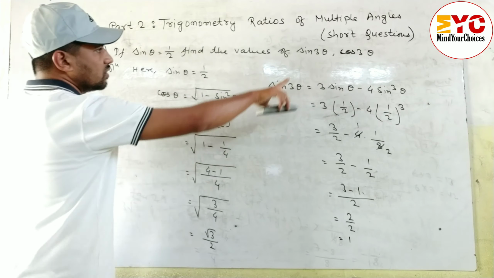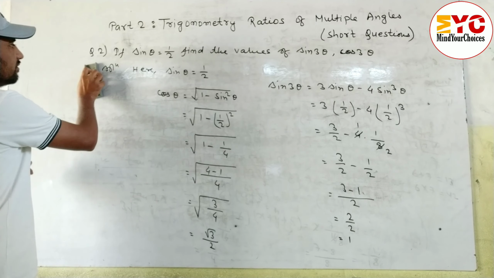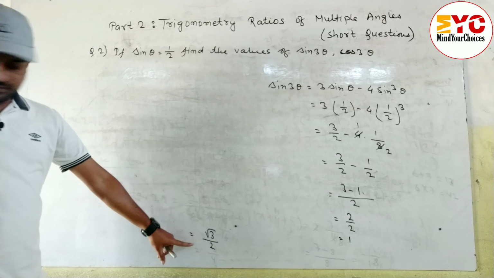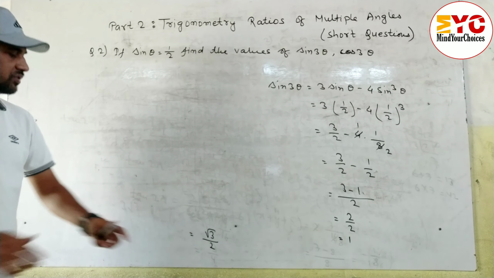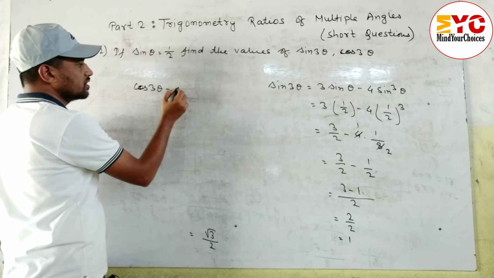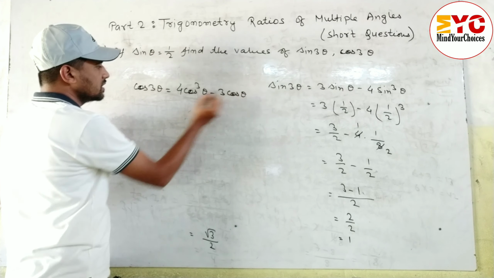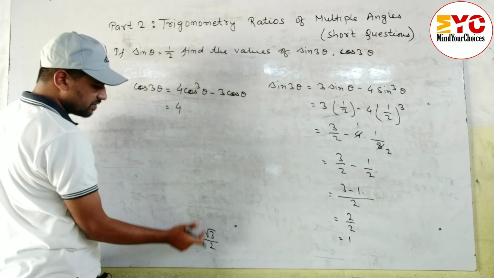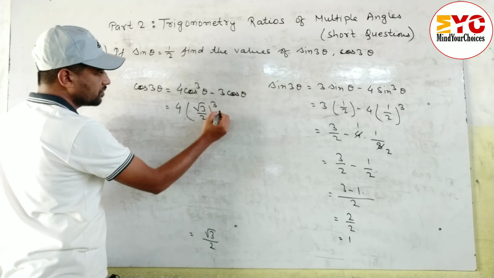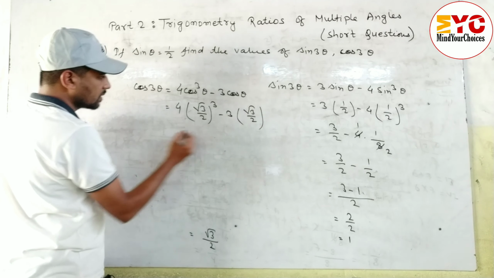Now I'm going to find out the value of cos 3 theta. The sin 3 theta formula value is here. Now I'm going to erase this one and find cos 3 theta. You have to know the value of cos theta, root 3 by 2. Cos 3 theta, what is the formula of cos 3 theta? 4 cos cube theta minus 3 cos theta. Now just put the value of cos theta. We have the value of cos theta, root 3 by 2, we found already, power 3, minus 3, and the cos theta is root 3 by 2.